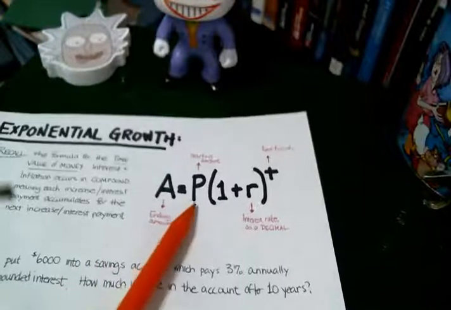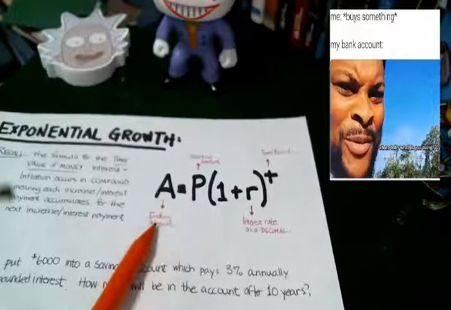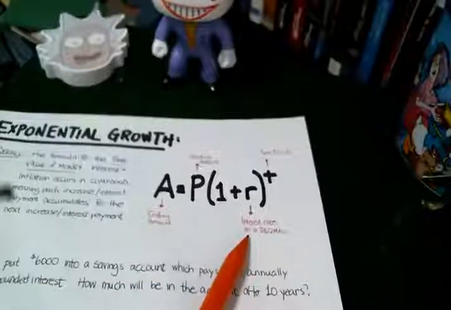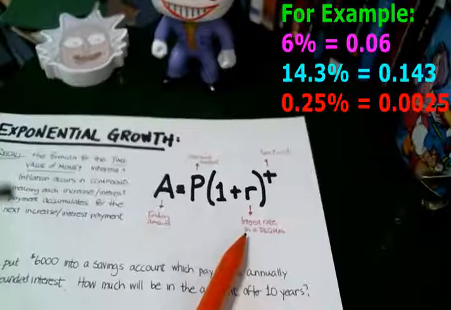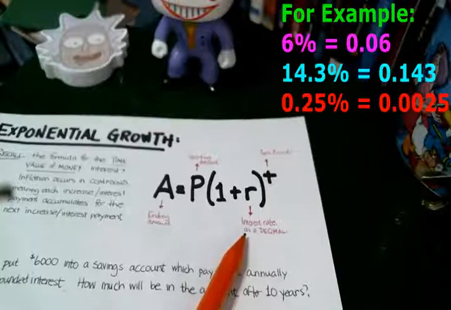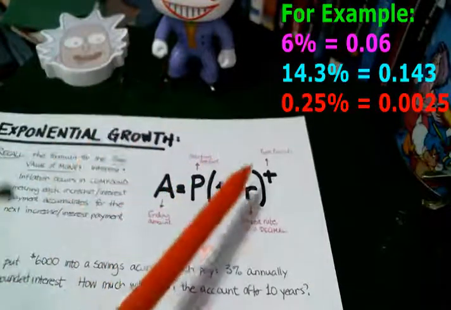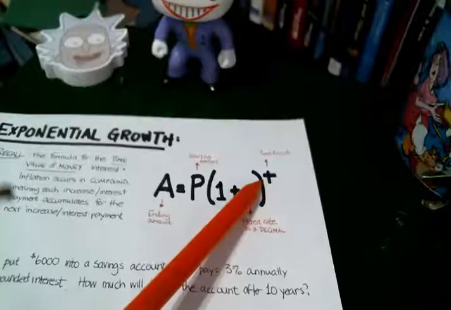P is the starting amount. So what did you start with at the beginning of time? And then A, as I said, is going to be the ending amount, or what's going to be there at the end of time. R is the interest rate. Make sure you always leave interest rates as decimals. You'll often note that they're expressed as percentages, so make sure you divide them by 100 before you put them in the equation, or you'll end up with some crazy numbers. And then this exponent T up here is the amount of time, which generally is years.